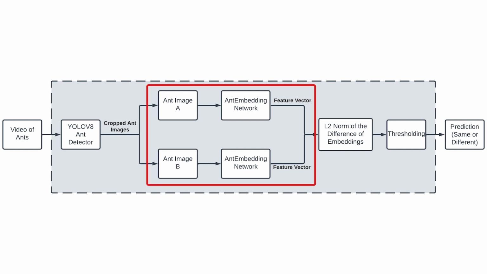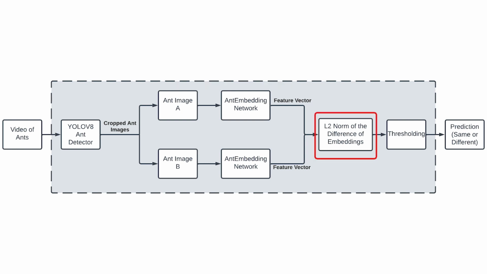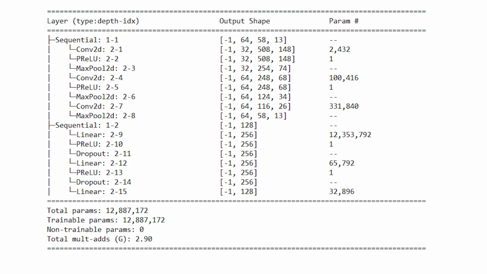Two different images would be put into the same network, known as the Siamese network, and two embeddings would be output. I then obtained the distance between embeddings by calculating the norm of the difference between the pair. If that norm is above a certain threshold, the images represent different ants. If it is below, then the images are showing the same ant. The model itself is a convolutional neural network that outputs a 128-element feature vector.